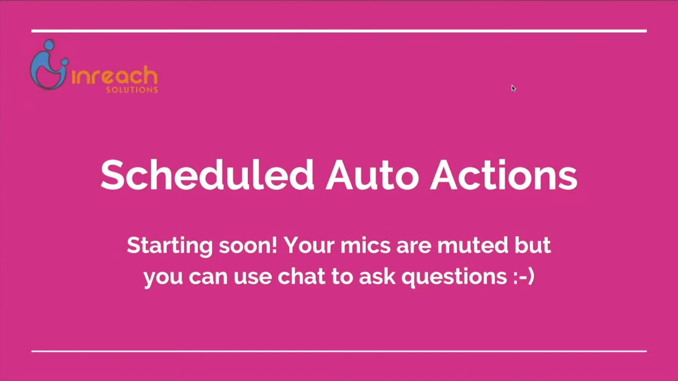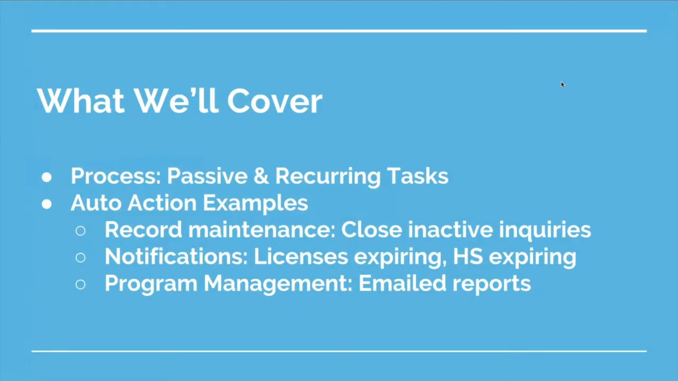I imagine that it will be a bit shorter just because scheduled auto actions are pretty similar to what we've covered before in our last auto action webinar, and they're not really as complicated as some of the other types of auto actions. So today we're going to talk a little bit about why you might want to use a scheduled auto action, and then we're going to go through 3 examples. So we're going to do some record maintenance auto actions, some notification auto actions, and some program management examples.